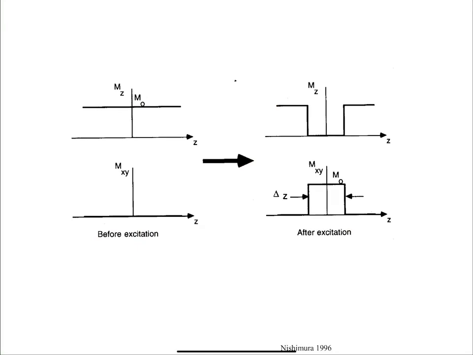So this is what it looks like. This is the M sub z component before excitation. It's M naught everywhere. After excitation, it's 0 in this region here. The Mxy, my transverse component, is 0 everywhere, and then after excitation, all the spins in some delta z now have M naught. So that's what we're trying to do with selective excitation.